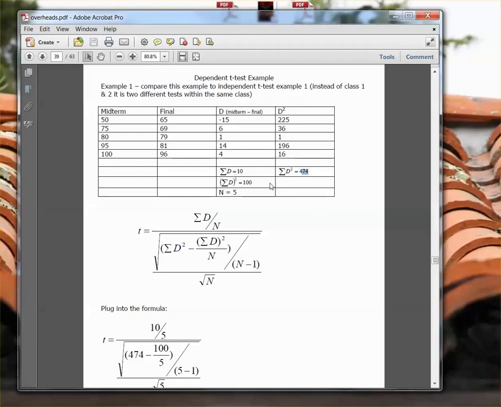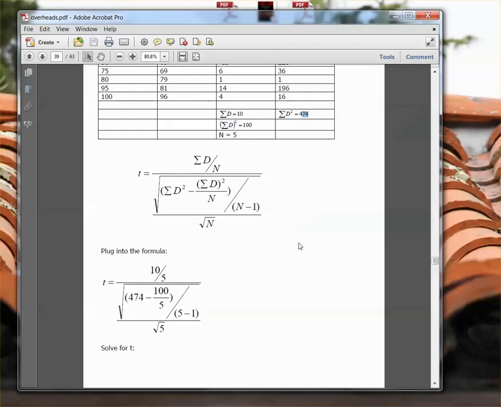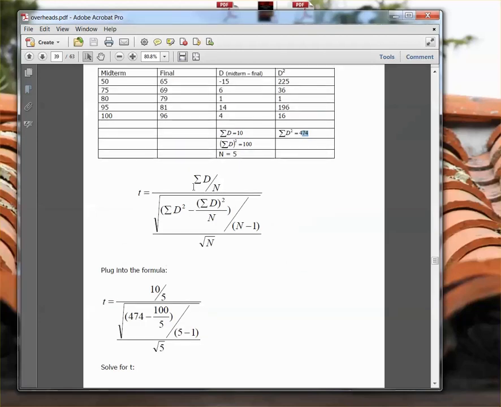Now, once you have these quantities, it's just a matter of substituting, plugging into the formula. So we have sum of D, that's 10, goes here. We have 5. Now, don't be confused here. We only have one N because you have to have pairs of scores. It's 5 pairs of scores. It's not like there's little N1, little N2, because if you don't collect data from one person on two different occasions, then you can't use that person's data only partially, right? It's paired scores. So N here is 5.